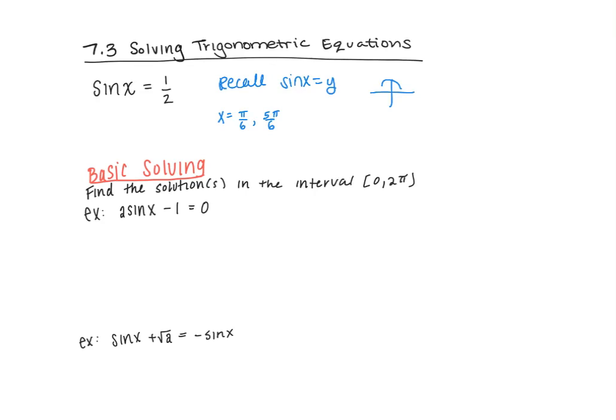If they don't give you an interval to give an answer for, then you would write x is pi over 6 plus or minus every 2 pi, every full circle. So 2k pi. And x also equals 5 pi over 6 plus or minus every iteration of 2k pi. And so that is how you solve these equations. You're solving for x so that if you plugged it back in, it would fit the equation.